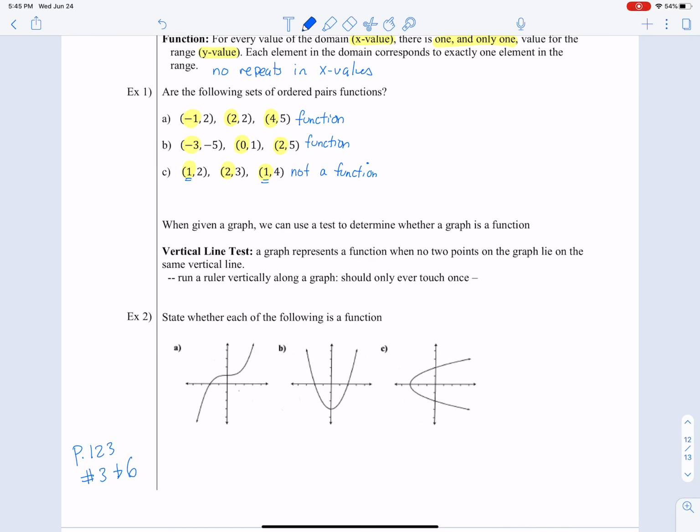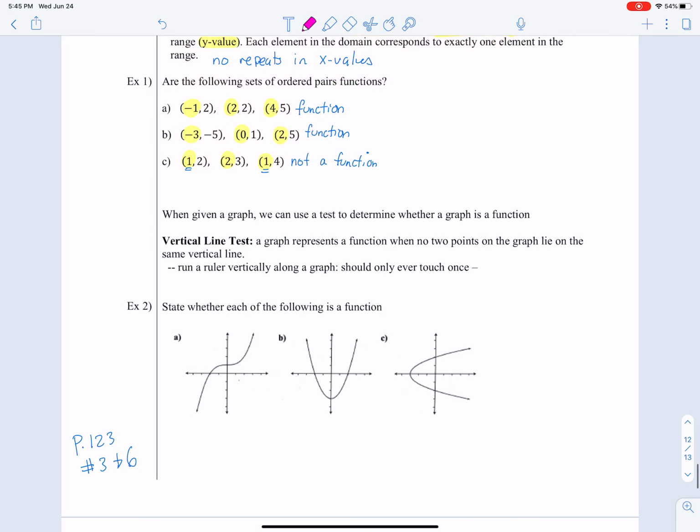You can also do the same thing, figure out if something is a function, if you're given a graph. So when we're given a graph, we can use a test to determine whether a graph is a function or not, and we call this the vertical line test. A graph represents a function when no 2 points on the graph lie on the same vertical line. So what we do is we take a ruler and we run it vertically along the graph, and we should only ever touch the graph once.